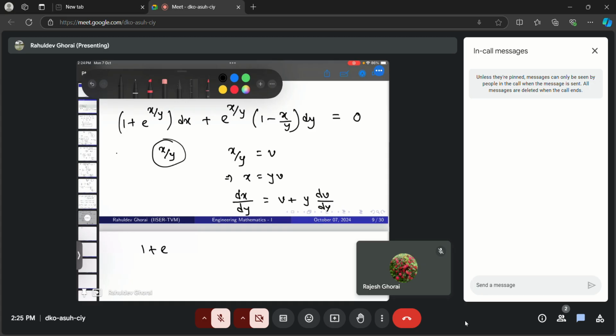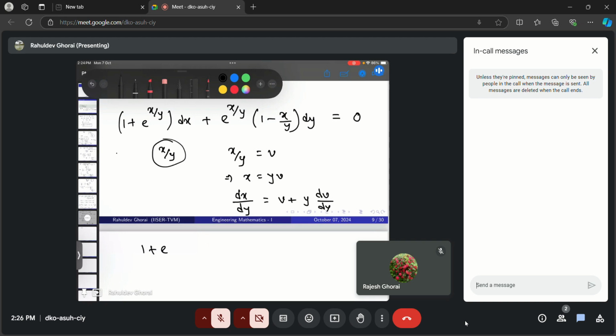That implies v plus y times dv/dy is equal to (e^v minus 1) over (1 plus e^v), right? That implies y dv/dy is equal to (e^v minus 1) over (e^v plus 1), minus v. So what does that give? That gives you (e^v times v minus e^v minus e^v times v minus v) over (e^v plus 1).